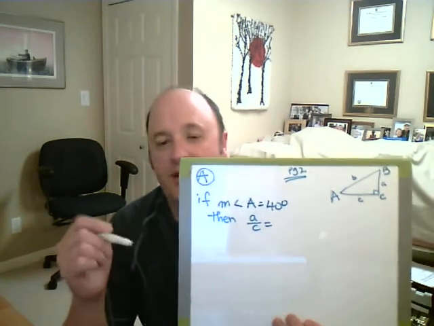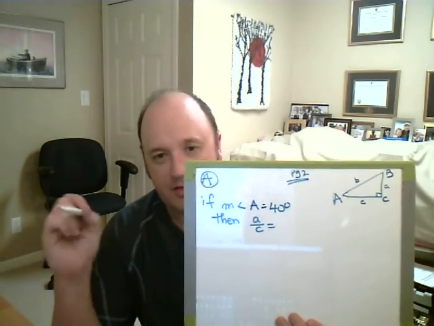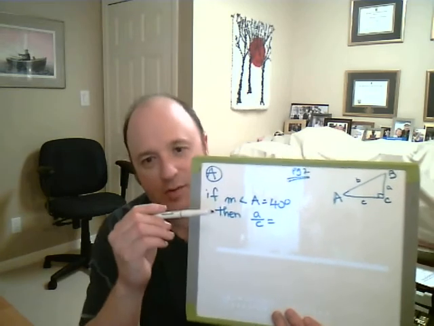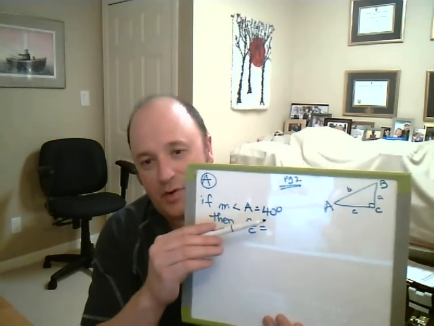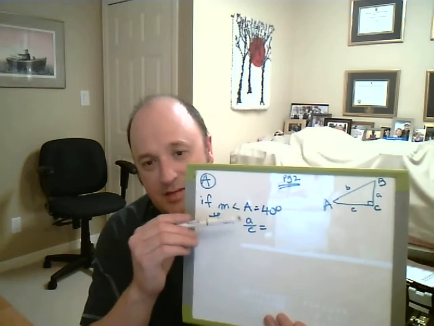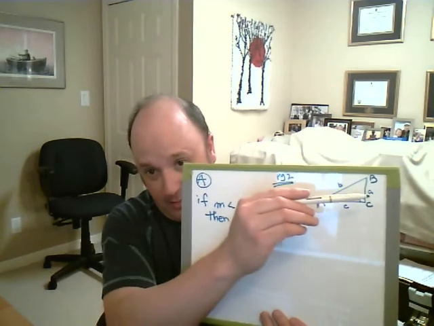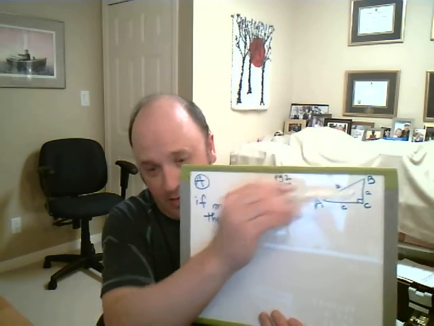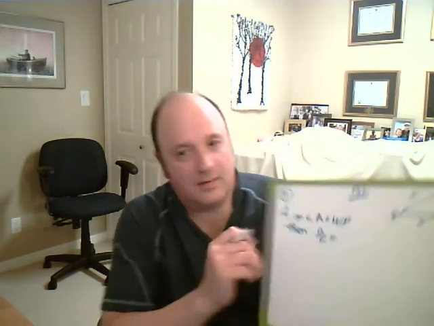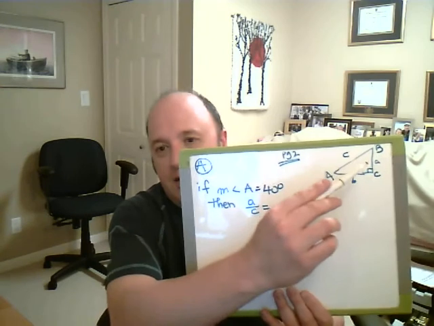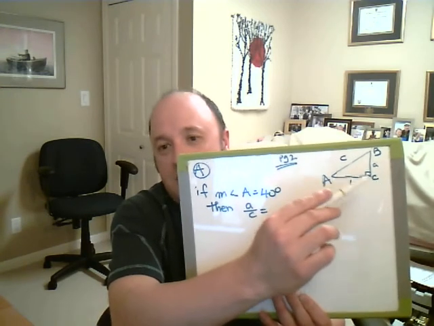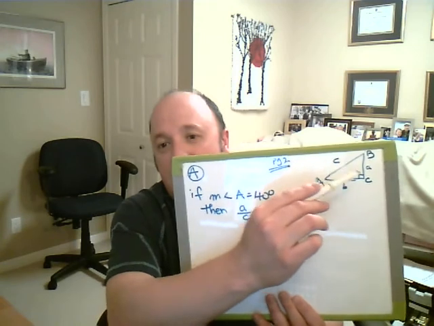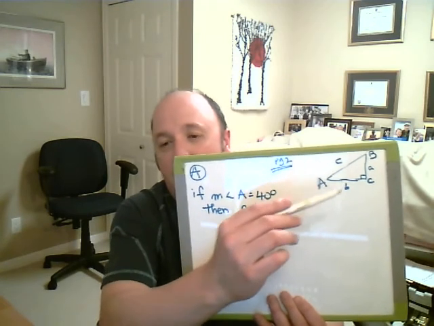So let's talk a little bit about the very first one, letter A, the first one after the 6 easy ones. It says, if the measure of angle A is 40 degrees, then A divided by C, this ratio... Oh, I got this backwards. Sorry, this is B, and this is C. So if little a divided by little c, this side over here divided by that side over there, what would that be?